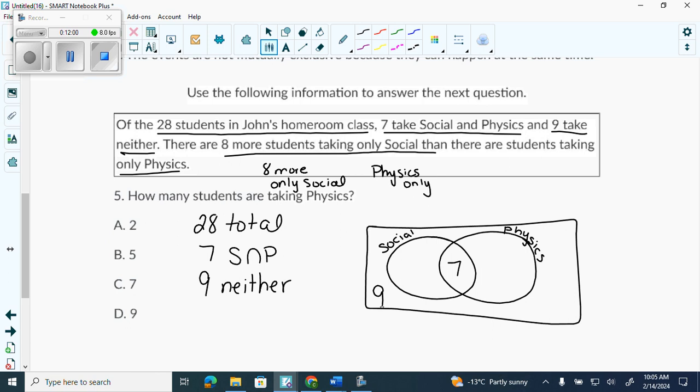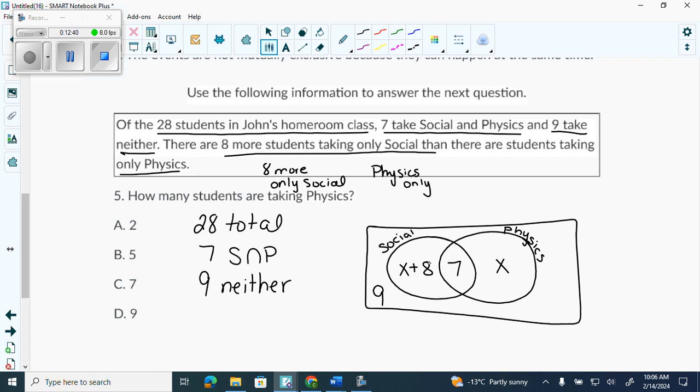Now, I said that there are 8 more in social than in physics. 8 more can be represented by what actual mathematical operation? We talked about this already in grade 4 and 5, because I see my daughter doing it. Multiplication, division, addition, or subtraction? Addition. 8 times more, I would use multiplication, correct? But 8 more just means I need to add 8 to it. So social has 8 more than physics. So could I make physics be X? And then what would social be? X plus 8.